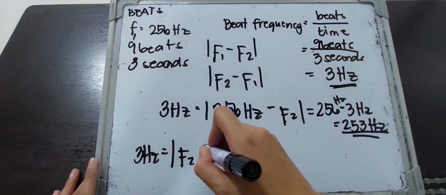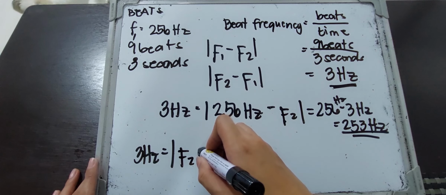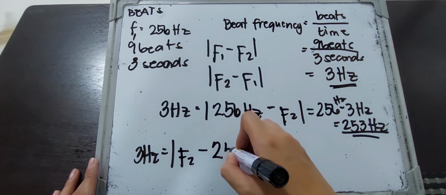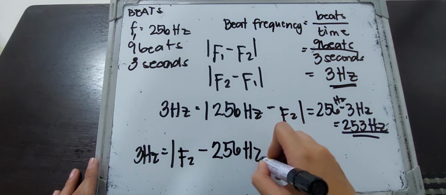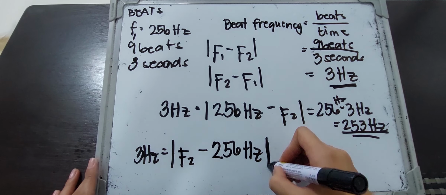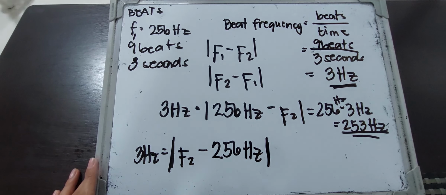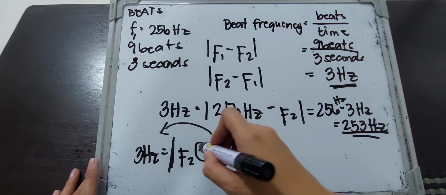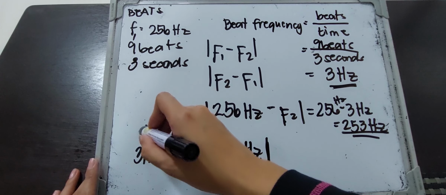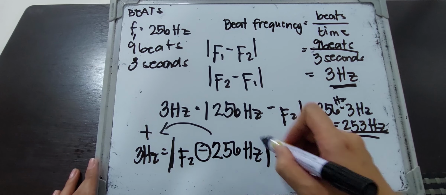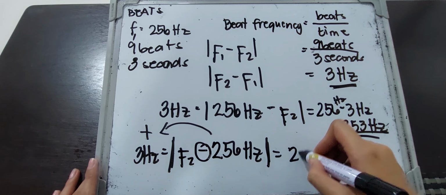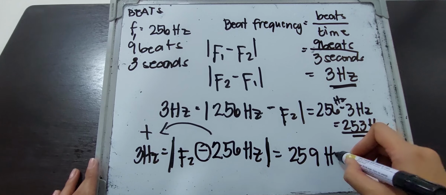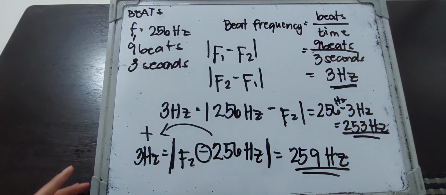Pag ginawa natin tong isang formula, so we have 3 Hertz is equals to f sub 2 minus 256 Hertz. So, ito parang parenthesis, itong line na yan. So, transpose sa kabila, since ito ay negative or minus, magiging positive doon. So, 256 plus 3 Hertz is 259 Hertz. So, kahit alin dyan yung maging answer nyo. Okay? Okay, so let's continue.